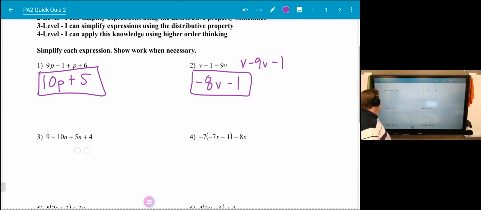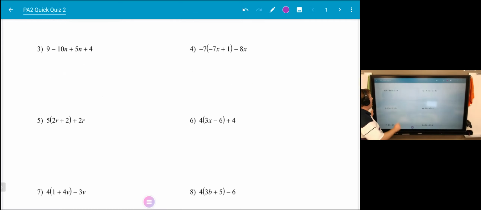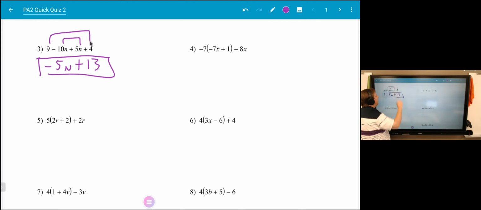Number 3, combine the things that have n's and the things that don't have n's separately. Negative 10n plus 5n, negative 5n, positive 9, positive 4, plus 13. These two and these two.